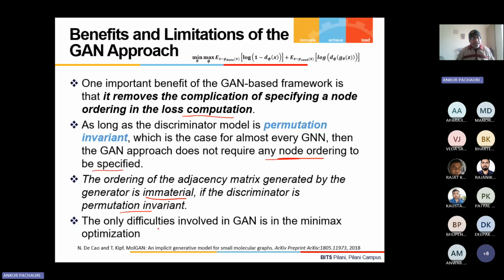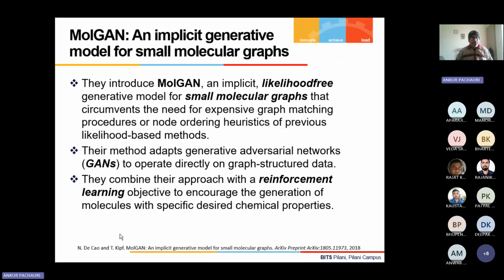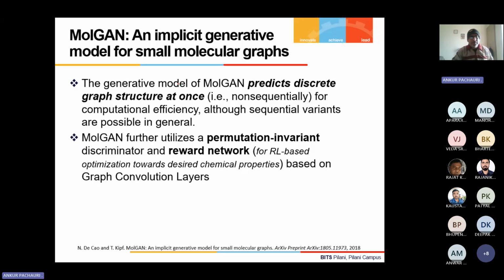But the only difficulty involved in GAN is in the min-max optimization, how well we can ensure that this is being achieved. So they introduced Molgen, molecular, what is the full form?